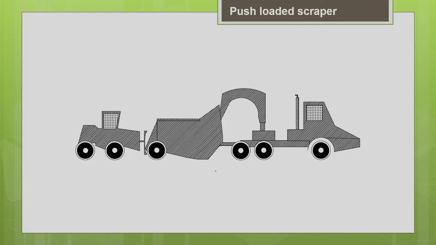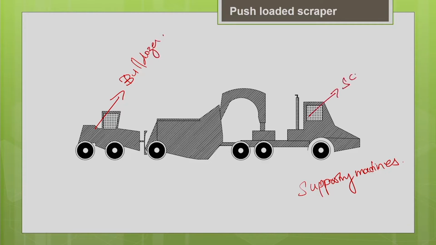So this is what I told you earlier. The bulldozer is used for assisting other machines. It is supporting the other machines. So this is your bulldozer. It is just a schematic sketch. The leading one is your scraper. As I told you, this scraper has to cut the earth and fill its bowl. So during that loading operation, your bulldozer will push.